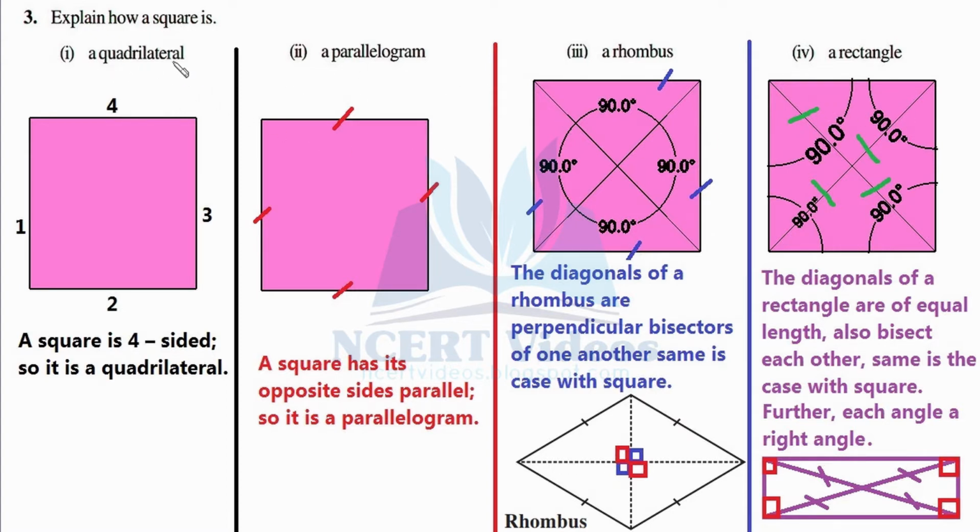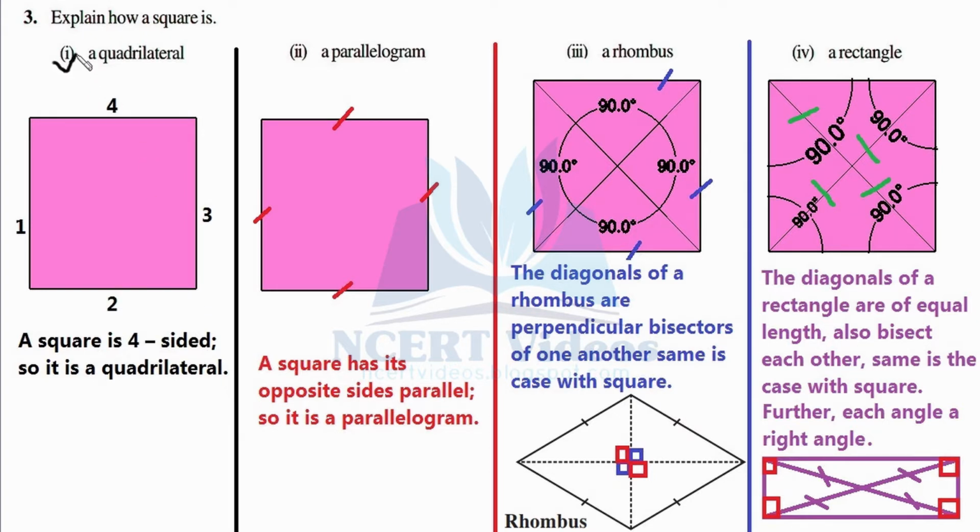So let's go for a quadrilateral. We have to explain how a square is a quadrilateral. You know very well what a quadrilateral is: any closed polygon entirely made up of line segments with 4 sides. So here we have one line segment, second, third, fourth, and it is a closed curve. That is, the initial starting point is also the terminating end point. So the reason being, a square is 4-sided, so it is a quadrilateral.